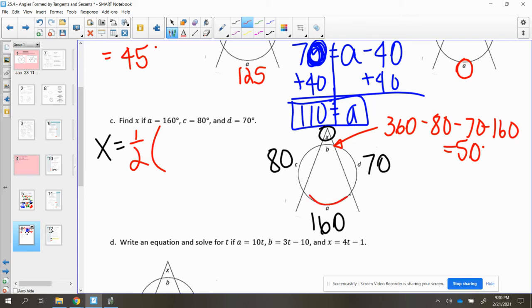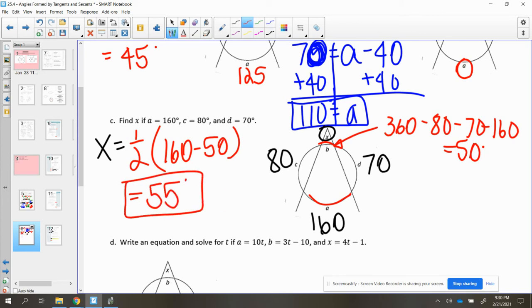Now we can take far minus near, so 1/2 of 160 minus 50 means it's half of 110, which is 55 degrees.